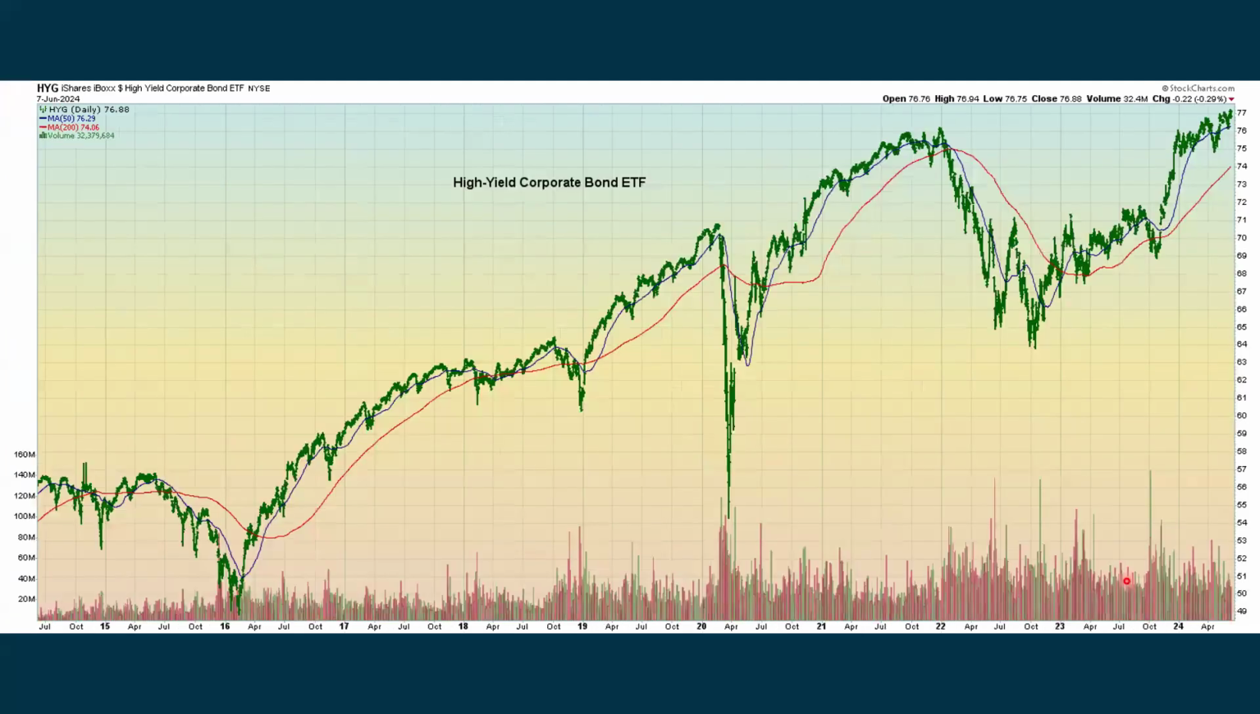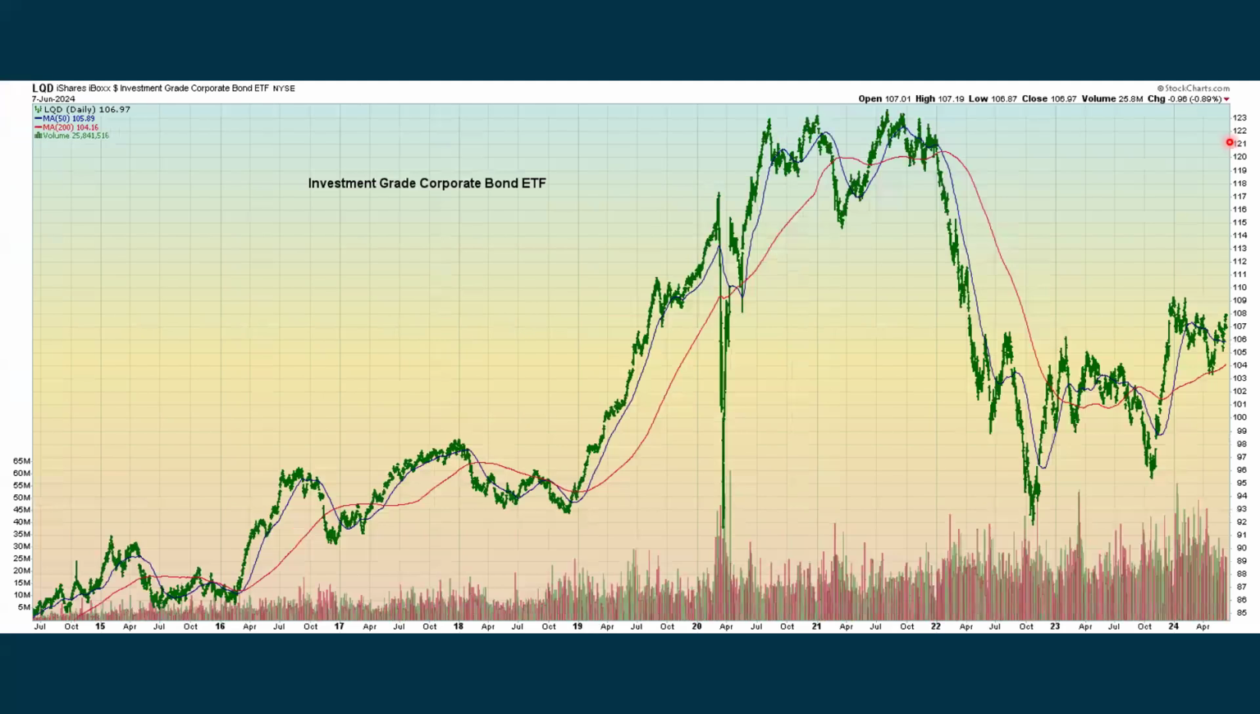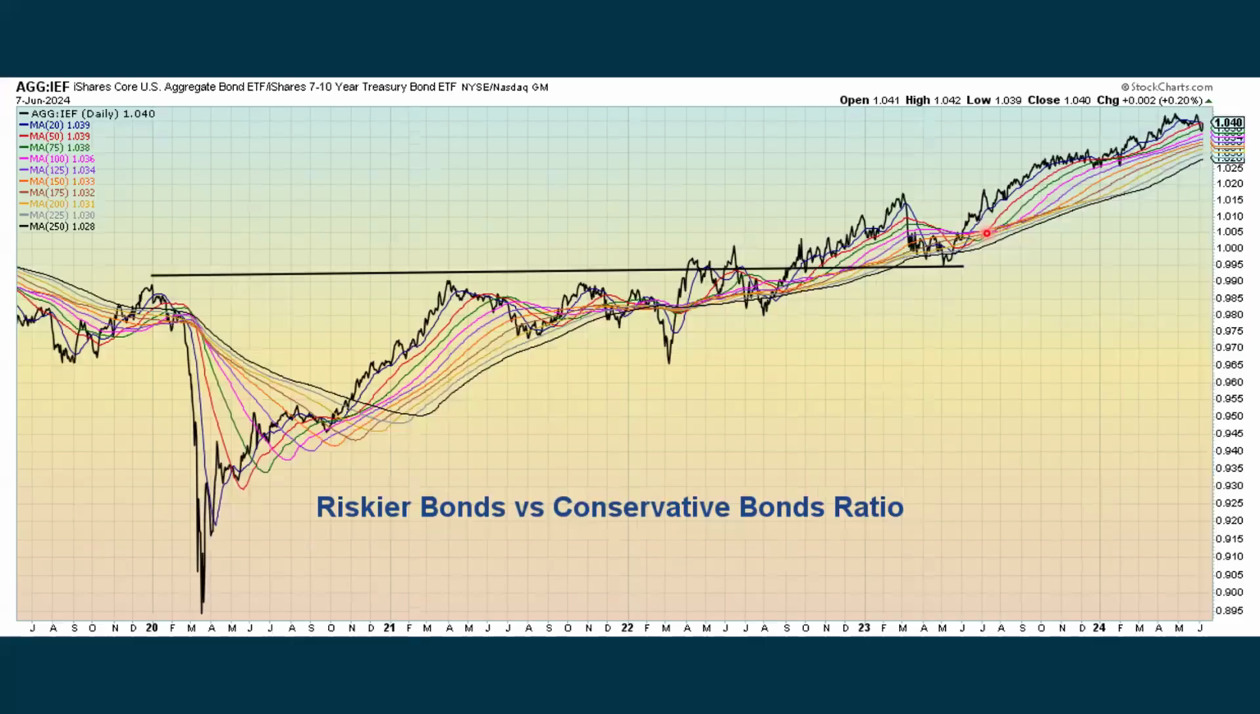These are high yield corporate bonds. We also know them as junk bonds, just coming off of setting recent all-time highs. These are more conservative bonds called investment grade corporate bonds, where they're in an uptrend too, but they have a ways to go to get back to their all-time high. We do a ratio between junk bonds and more conservative bonds, and folks are still preferring the riskier bonds. They're willing to assume that risk to get a higher yield.